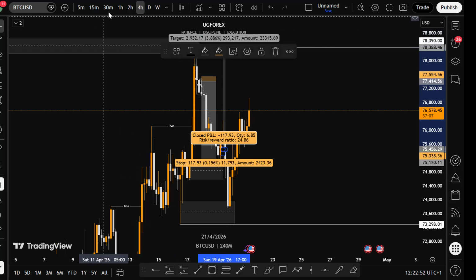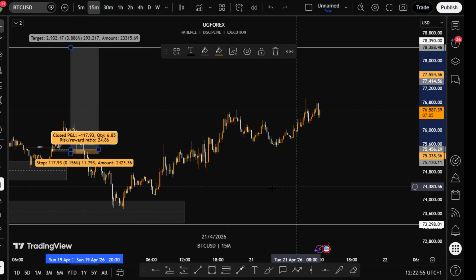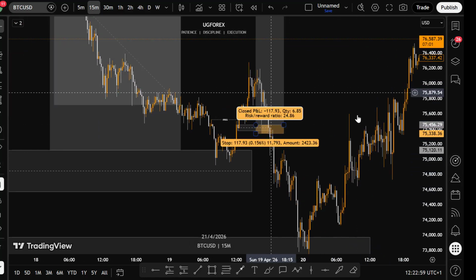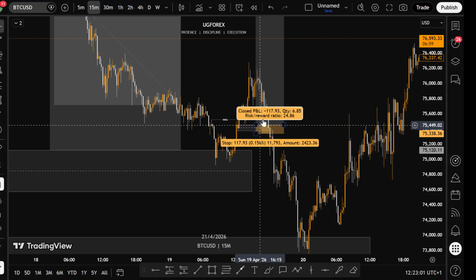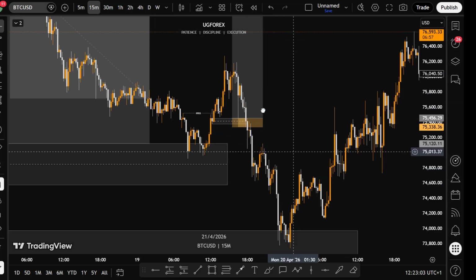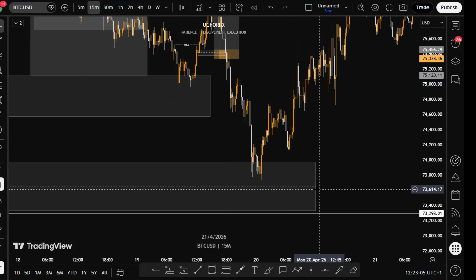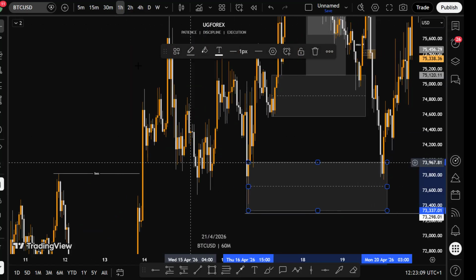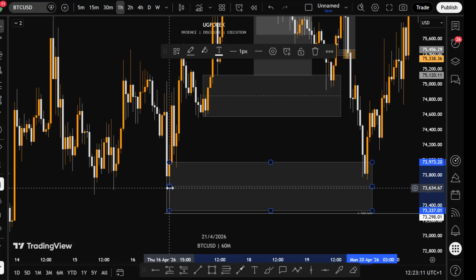So that was a 2:4 trade, but as you can see, that trade did not play out. The market came down, tapped into the position, went up a bit, and boom, smashed stop loss. All right, you win some, you lose some. Now this is the next zone. I think we got this one on the 1-hour. So if you go on the 1-hour, you can see that this is another zone the market came down to.